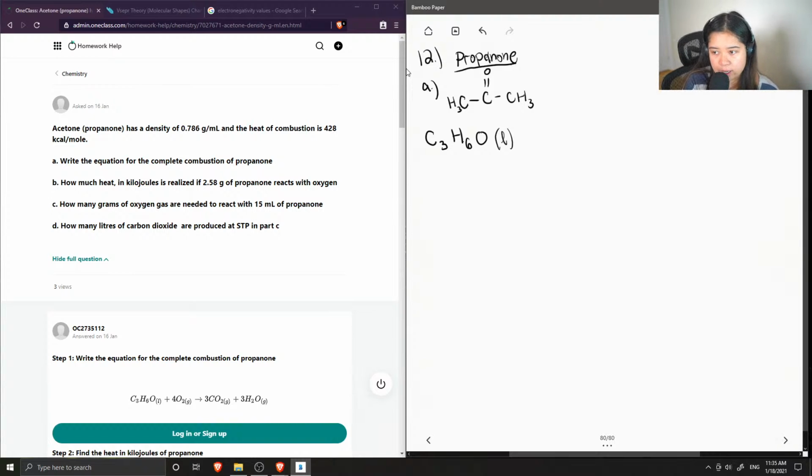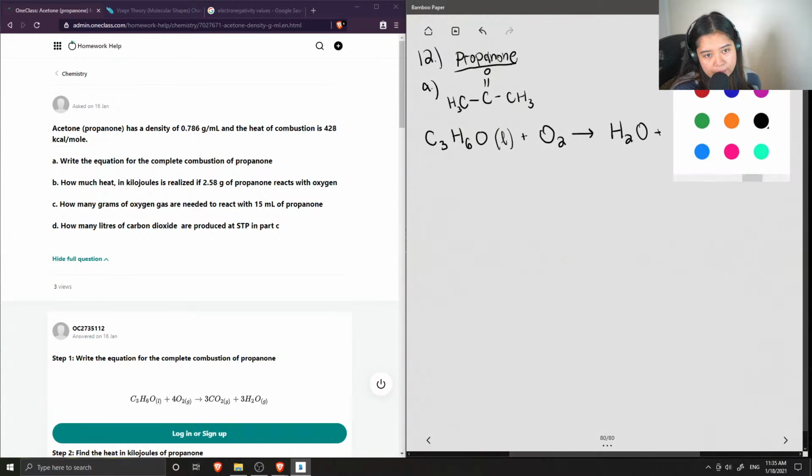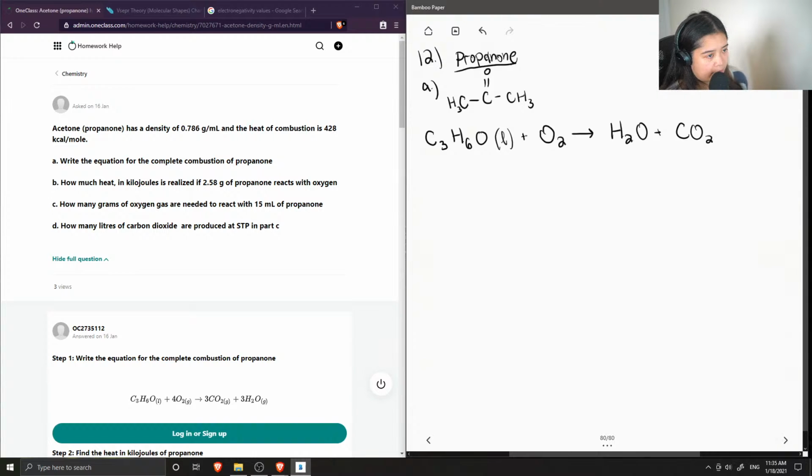Okay, so now that we have the chemical equation and we have the structure, when we have a combustion reaction, this means that the propanone will react with oxygen, and the products that are formed are water and CO2. Okay, so this is a combustion reaction, and now we just need to balance out all of the atoms.